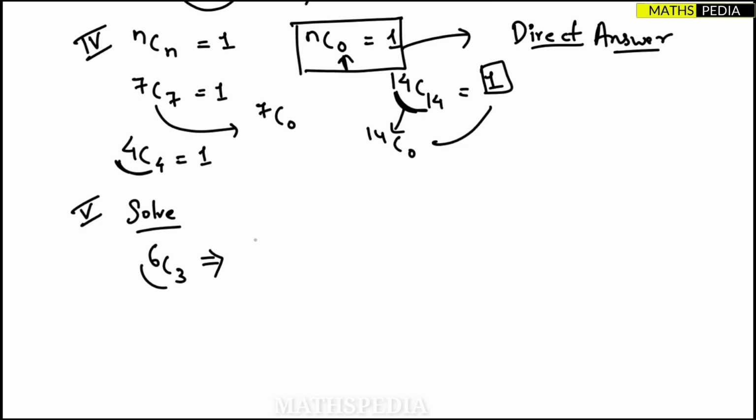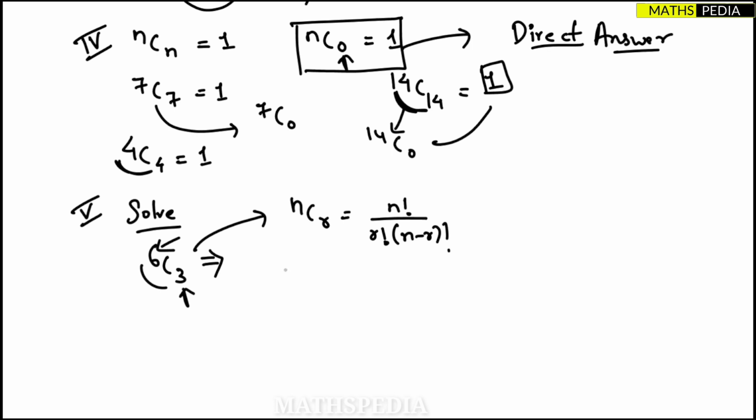In the formula method, the formula is nCr equal to n factorial by r factorial into n minus r factorial. Simple formula. Okay, combination formula. Now what is n and r? n is nothing but 6, r is nothing but 3. You can just compare it, right?